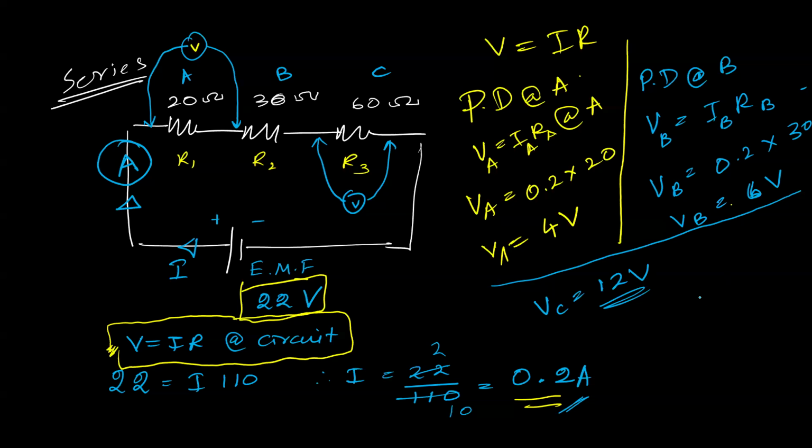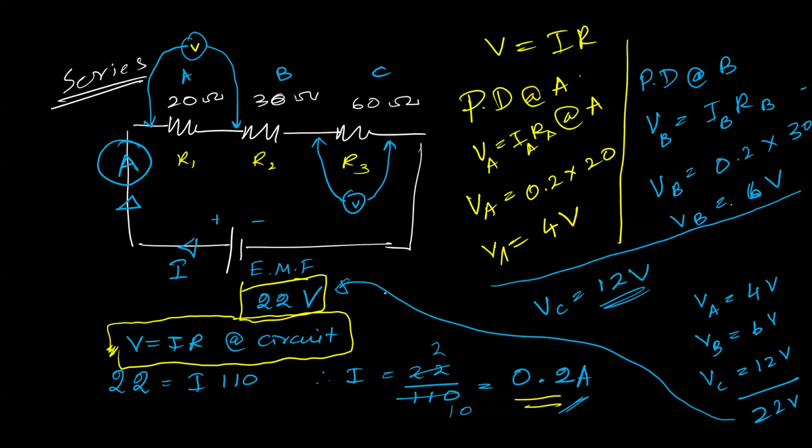So voltage of A is 4. Voltage of B is 6. Voltage of C is 12. So when I add everything, I'll be getting 22 volt. So that 22 volt is equal to the EMF of the battery. Can you understand? So this is how we do series addition, series calculation.